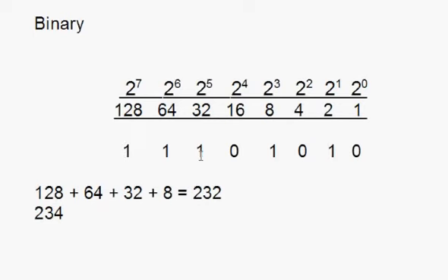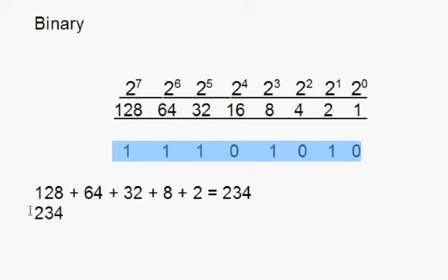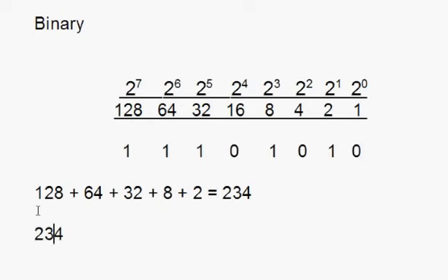128 plus 64 plus 32 is 224, plus 8 is 232, plus 2 equals 234. So that's how I would write it. My binary number to reach 234 in decimal equals 11101010 in binary.